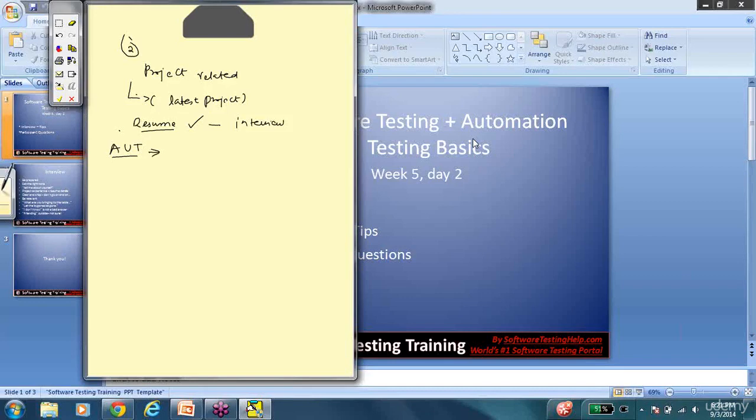Now, once you talk a little bit about the AUT, talk about your role. What is it that you have done? So yeah, similar to Edmund's. Thank you. So talk about the role. What were you? You were a test engineer. You were a test lead. Is it a self-assigned project, which means that you are all in one? So talk about your role. And also talk about the exact methodology or process that this project follows. So is it agile or is it traditional waterfall?